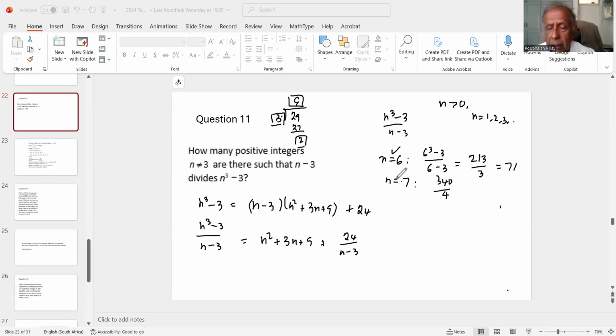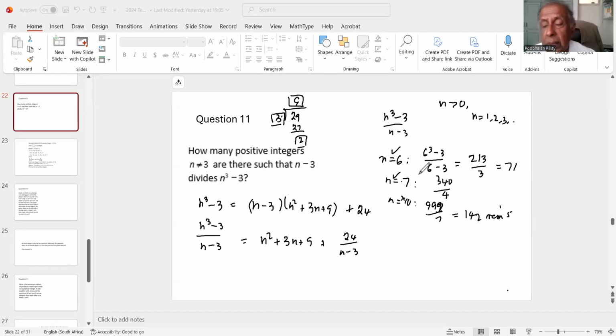And this is also accepted, interestingly. N equals 7, right? But when you try n equals 10, for instance, you get 10 cubed minus 3, which is 1000 minus 3, which is 997. 10 minus 3 is 7, and 7 does not go into this. It's 142, remainder 5. So this is not allowed.